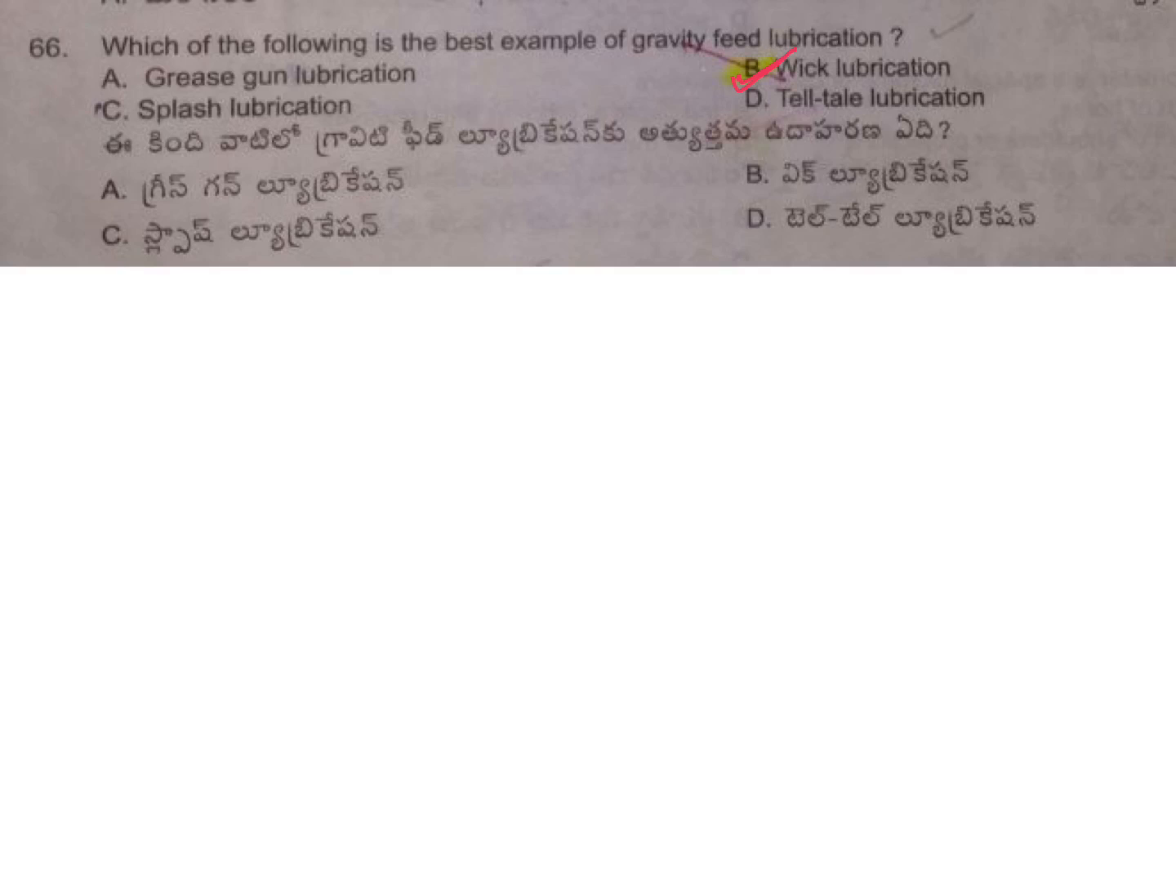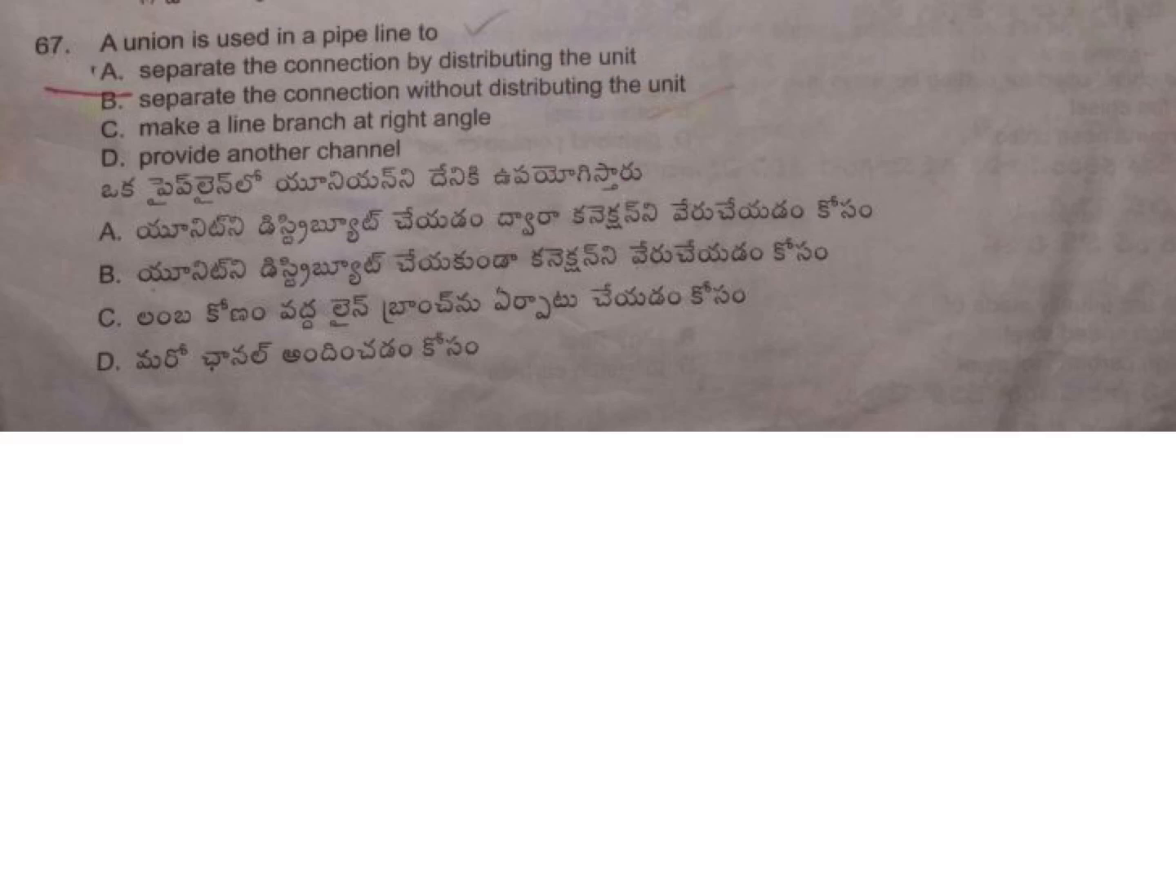This is also a machine design question. A union is used in a pipeline to A. separate the connection by disturbing the unit, B. separate the connection without disturbing the unit, C. make a line branch at right angle, D. provide another channel. B is the answer.